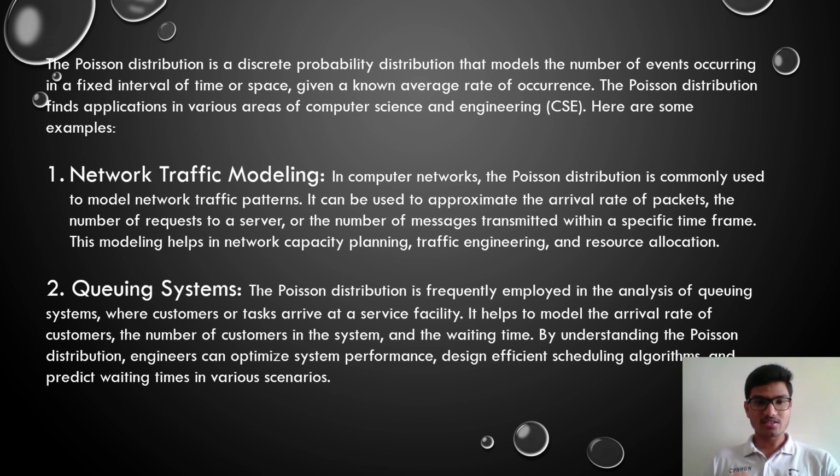Next is queuing systems. The Poisson distribution is frequently employed in the analysis of queuing systems. A queuing system, as the name suggests, is a form of queue where customers or tasks arrive at a service facility. It helps to model the arrival rate of customers, the number of customers in the system, and the waiting time. By understanding the Poisson distribution, one can optimize system performance, design efficient scheduling algorithms, and predict waiting time in various scenarios.